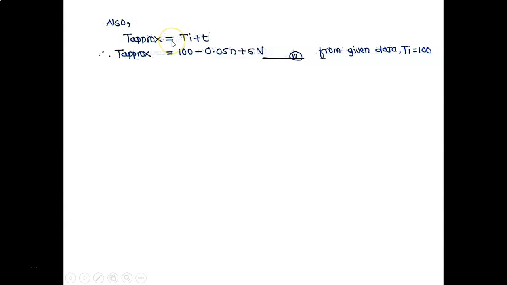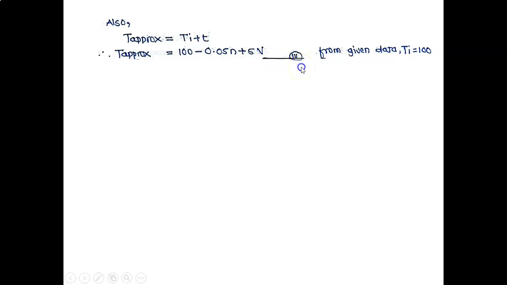Now next, T approximate is equal to Ti plus small t. Therefore, T approximate is equal to 100. This Ti is equal to 100; we have taken this value from the graph. Ti means mean torque or constant torque. Therefore, T approximate is equal to 100 minus 0.05 n plus 5v, equation 3.